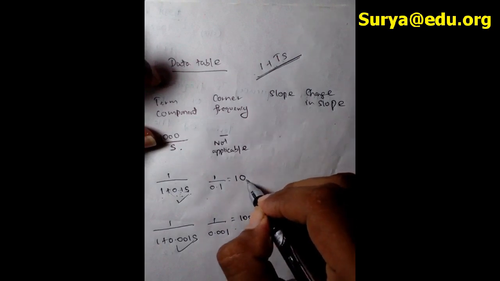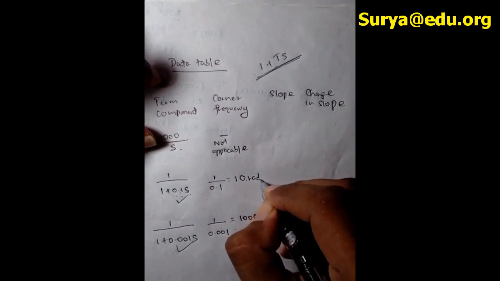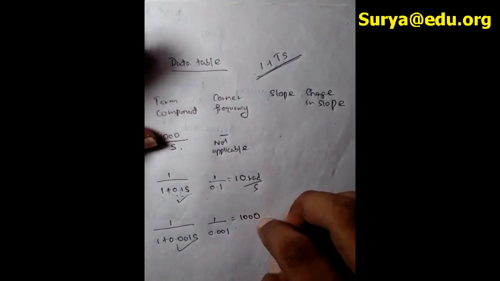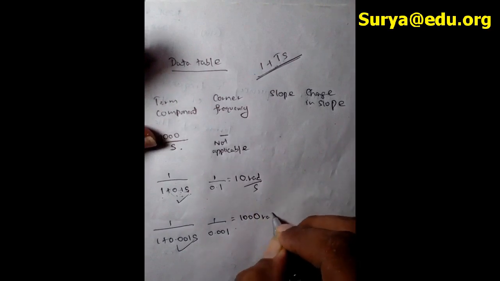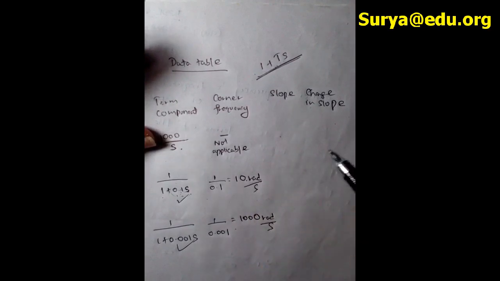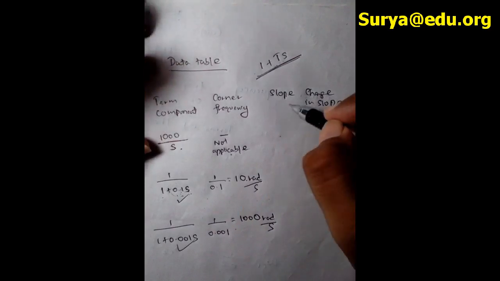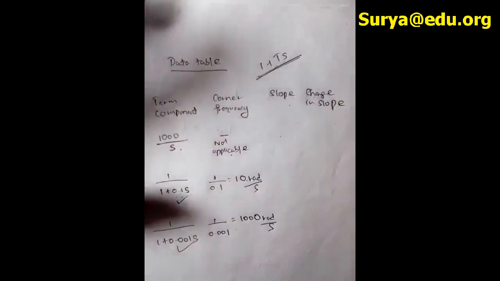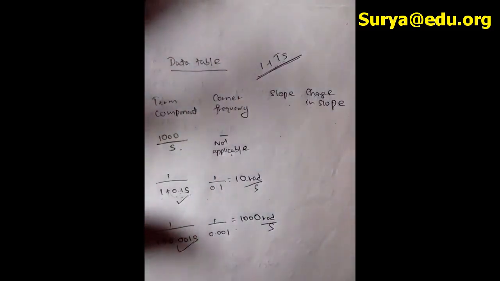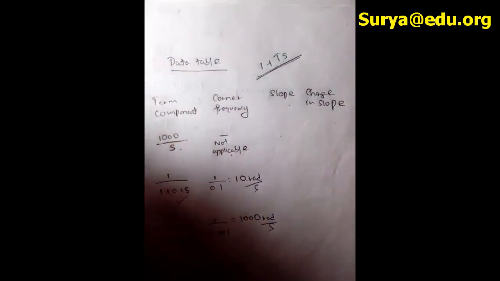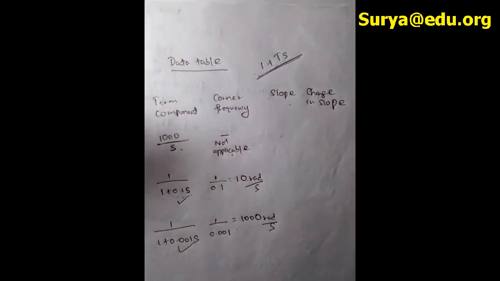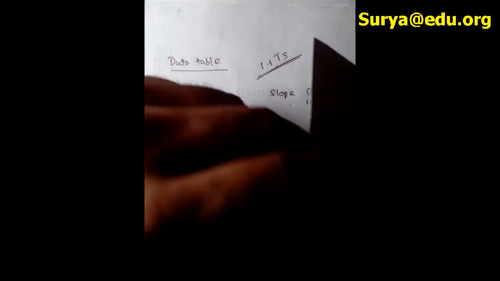So here 10 is the corner frequency, which is in radians per second. Here 1000 is the corner frequency, which is in radians per second. Here no corner frequency. And so now the next thing is slope, right? So how to get the slope? Okay, it is like this. For that also there is a pattern. I will tell you that.